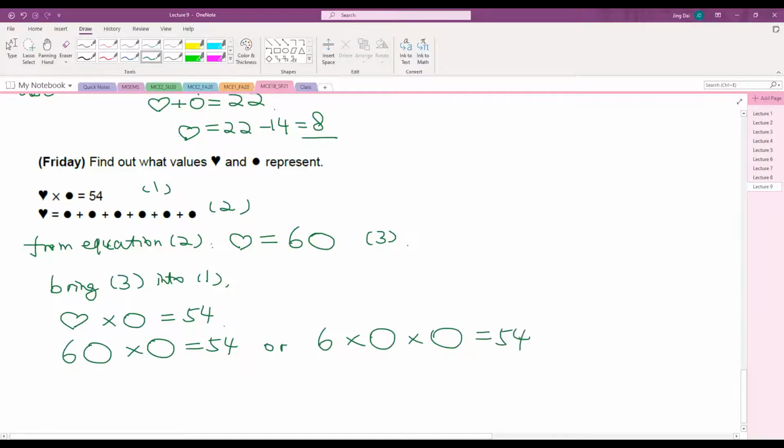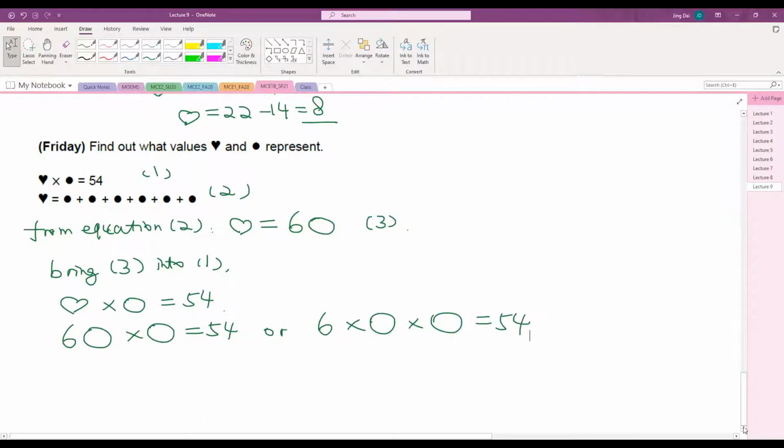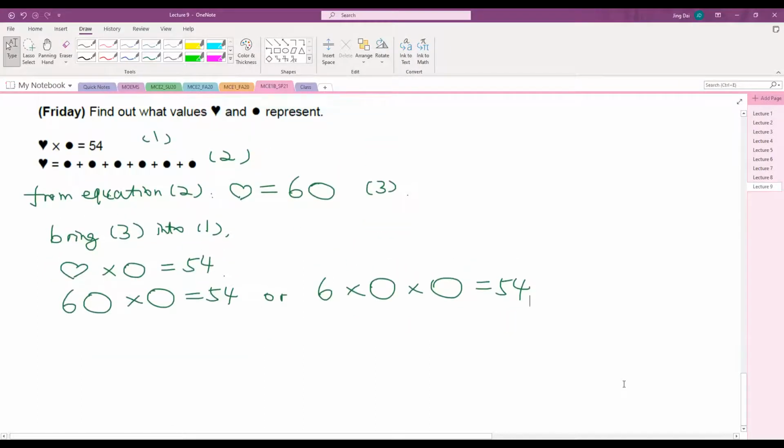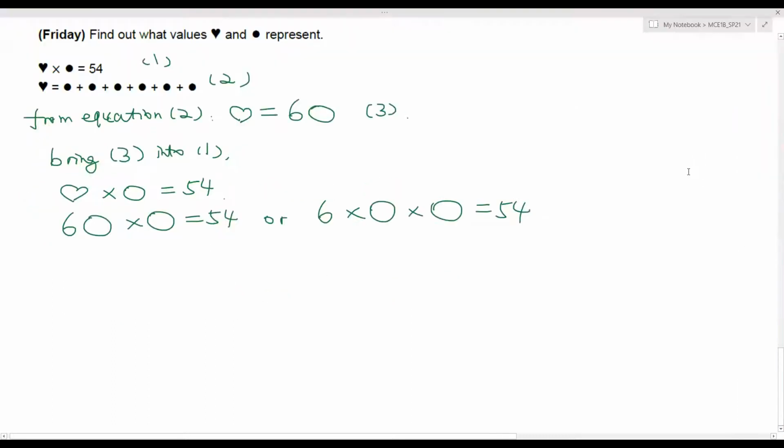Okay, then what do we do? Then during that equation, I think I kind of figured out what circle equals. Circle would be 3. Yes. So from here, basically we know circle times circle equals 54 divided by 6. That would be 9, because 6 times 9 equals 54.